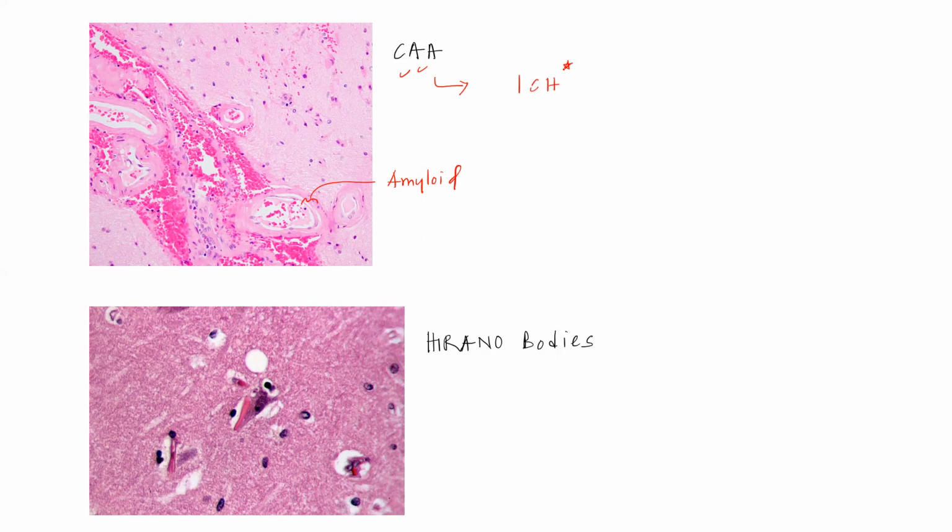One more point you have to remember is that cerebral amyloid angiopathy can be seen in patients without Alzheimer's disease. So it can be seen in patients with Alzheimer's disease and also in patients without Alzheimer's disease. So it is not specific for Alzheimer's disease.